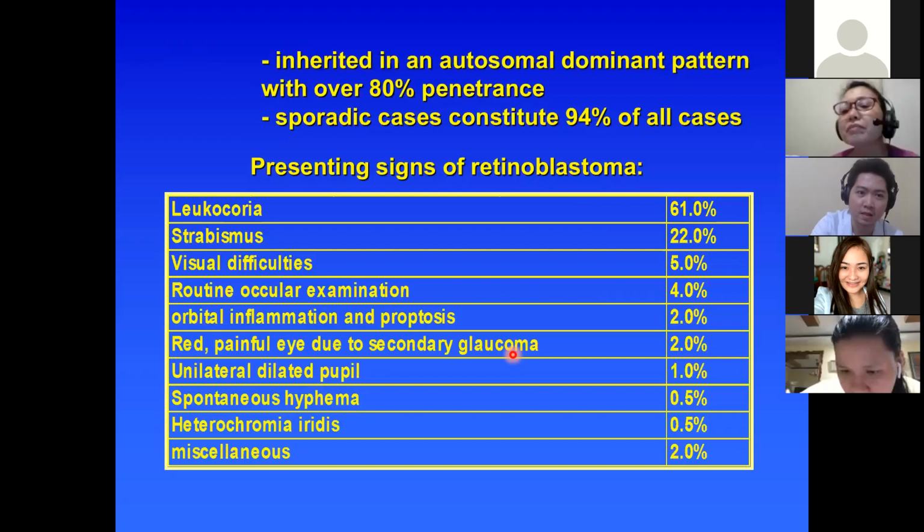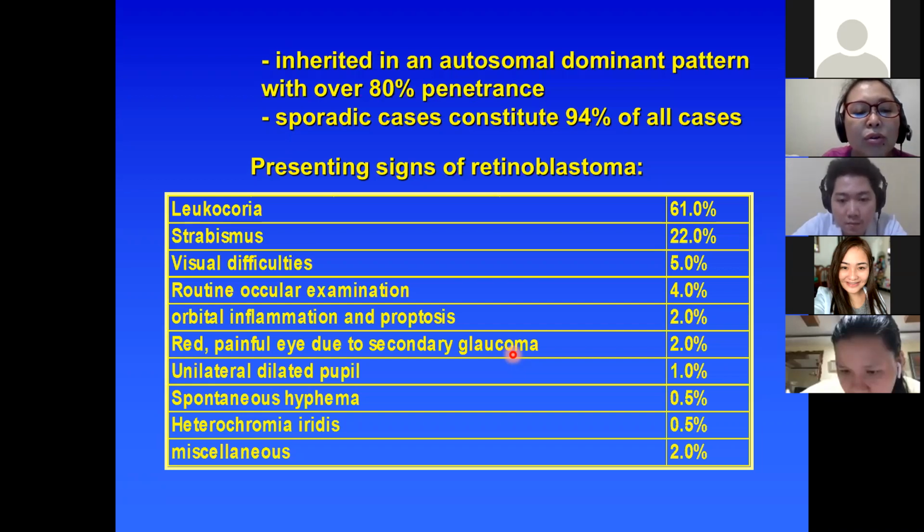Kasi mas dilated, Doc, pag gabi. The pupil is dilated, and because this is tumor, the retina will appear as white. So, makikita mo yan, para siyang cat's eye. And of course, because the vision is not similar on both eyes, the other eye has a poor vision, the patient will have strabismus. Of course, you have visual difficulties.